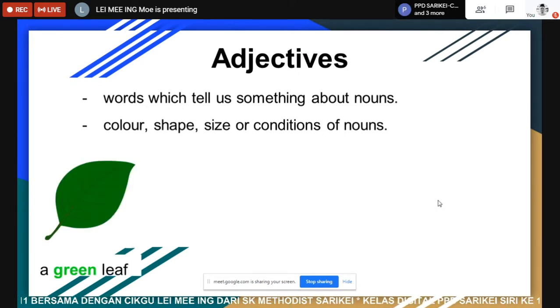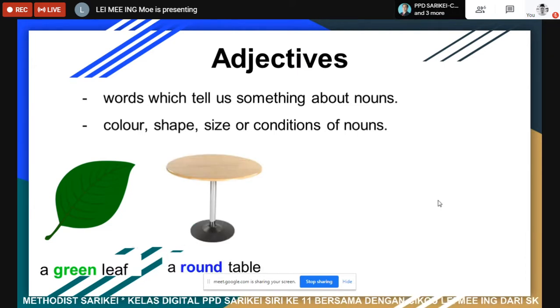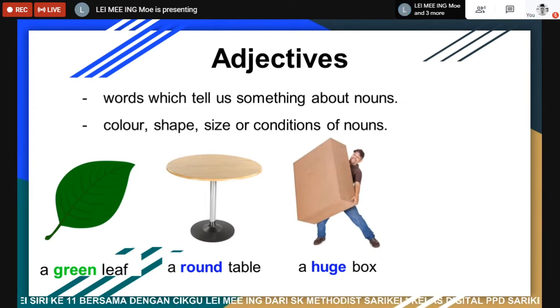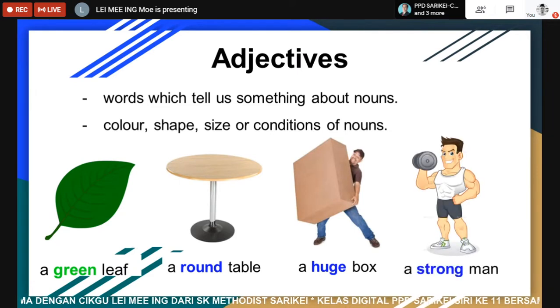For example here, I have a green leaf. So green here describes the color of the leaf. So green is an adjective for color. Next, a round table. So round here describes the shape of the table. So round is an adjective. A huge box. So huge is an adjective for size. And a strong man. So we describe the man here by using strong, an adjective for condition.